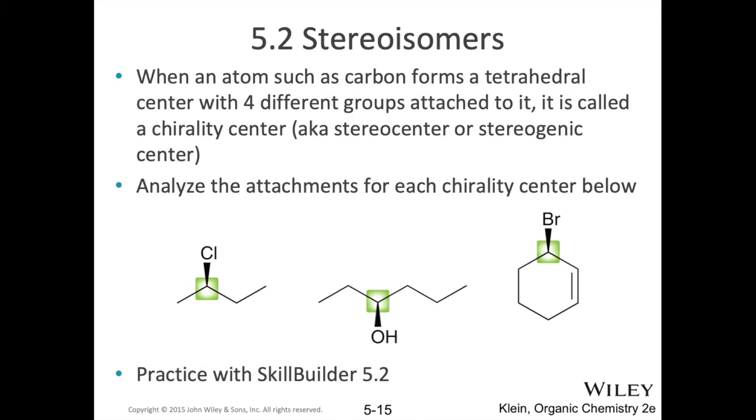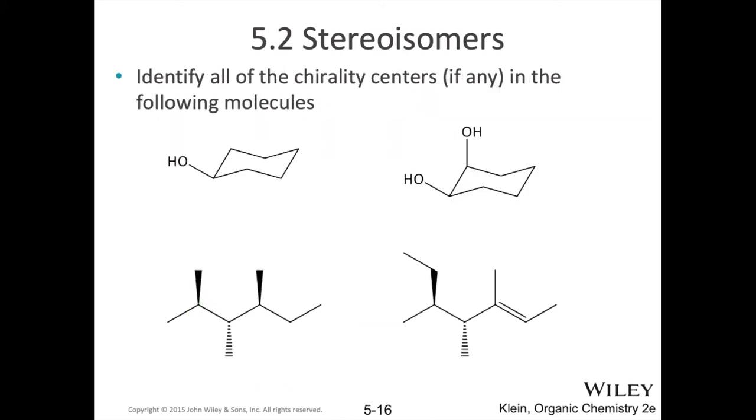Okay, so let's have a look at some examples, and feel free to pause this video and see if you can figure out if there are any chiral centers here. So look at each of the carbons and ask yourself, are there 4 different groups coming off of this carbon to make it chiral?